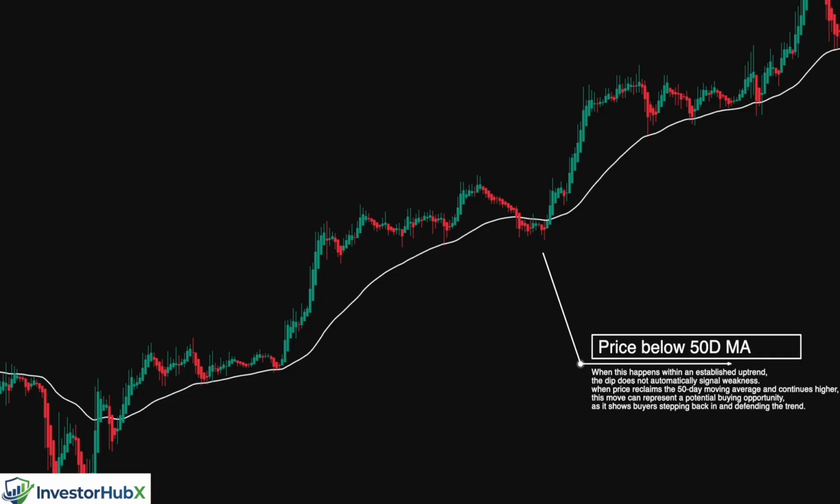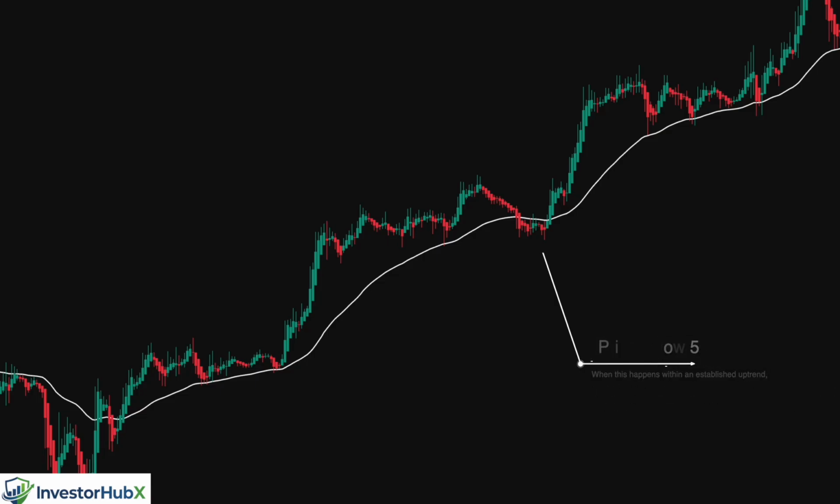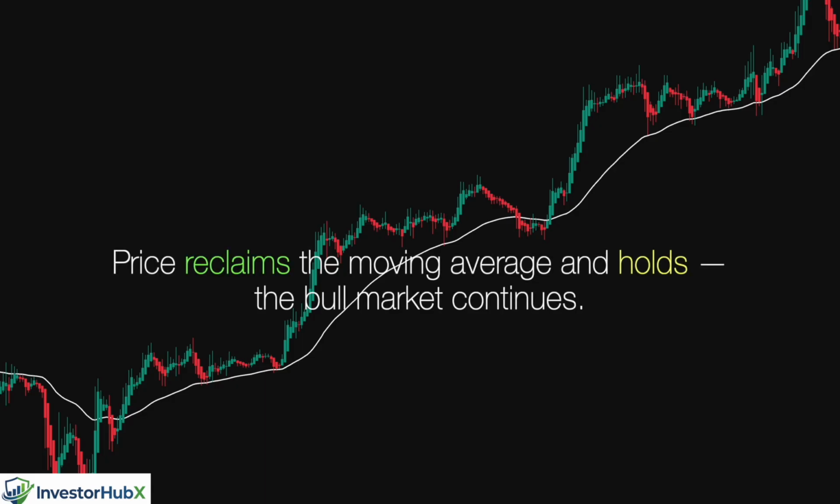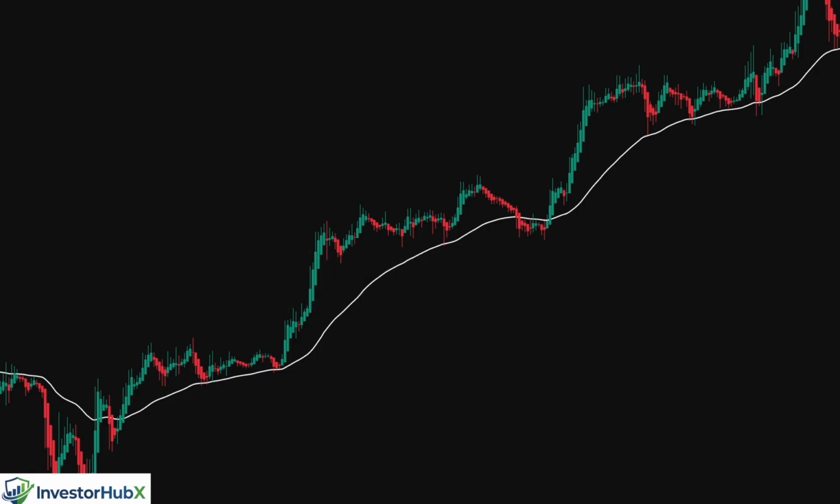When this happens within an established uptrend, the dip does not automatically signal weakness. In fact, when price reclaims the 50-day moving average and continues higher, this move can represent a potential buying opportunity, as it shows buyers stepping back in and defending the trend. The key is confirmation. Price should move back above the moving average and hold rather than remain below it. A moving average is a guide, not a hard rule. Next, we are going to discuss how to identify the end of a bull market.